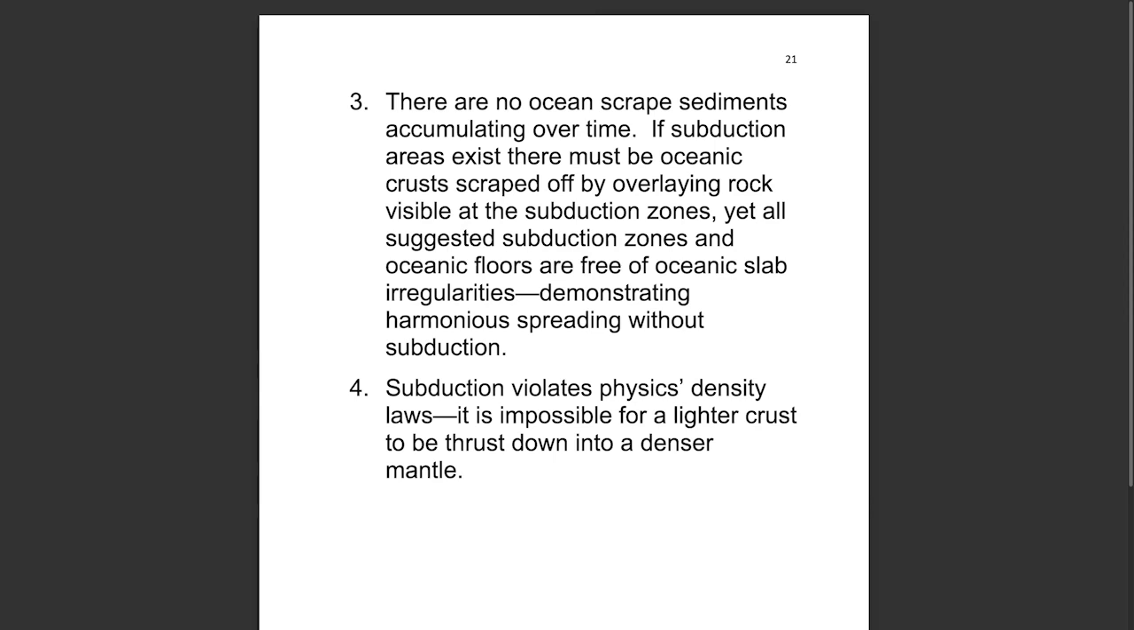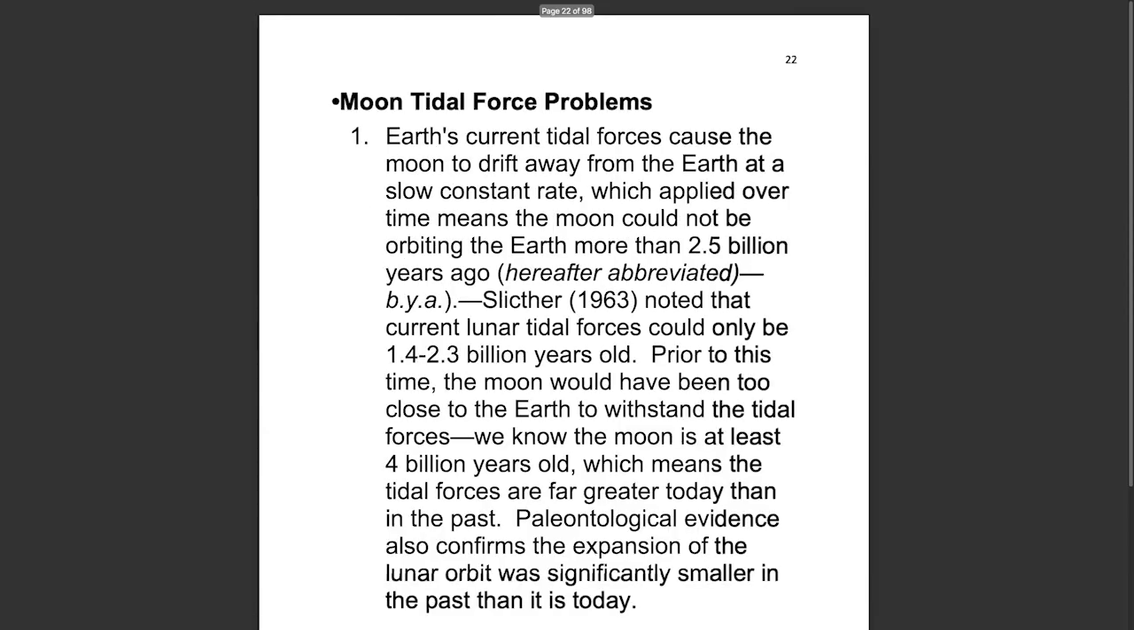Subduction number 4 violates physics density laws. It's impossible for a lighter crust to be thrust down into a very much denser mantle.